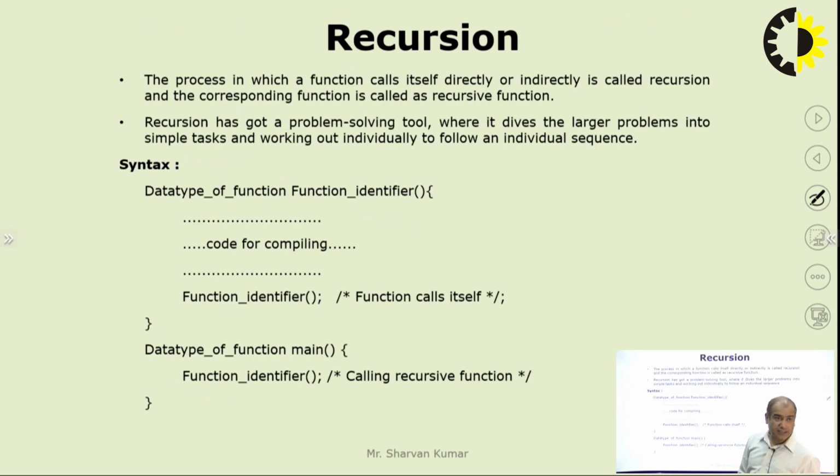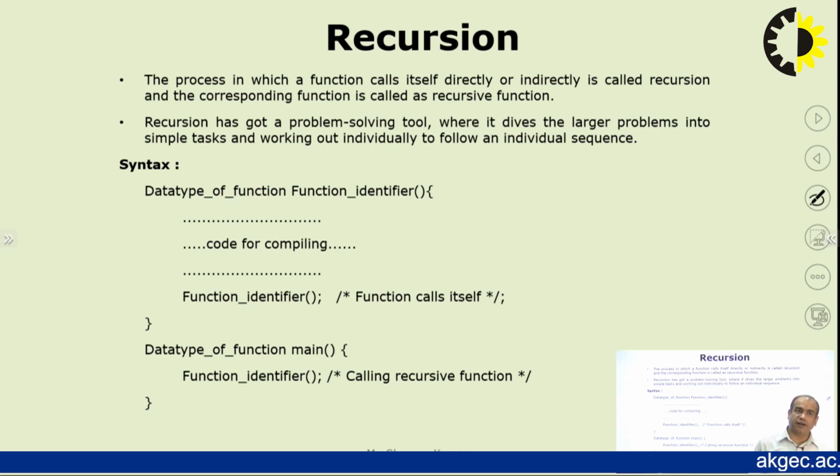Next topic is recursion. Most important topic. When a function calls itself directly or indirectly, that is called recursion, and the corresponding function is called a recursive function. Recursion is a problem-solving tool where it divides a large problem into simple tasks and works out each individually in sequence.